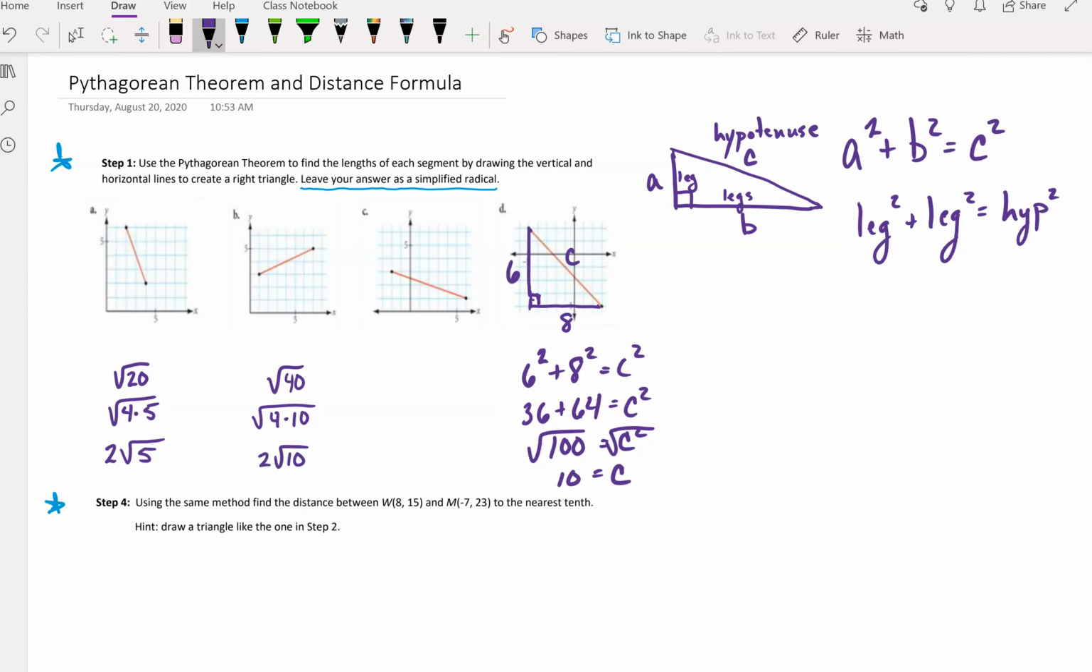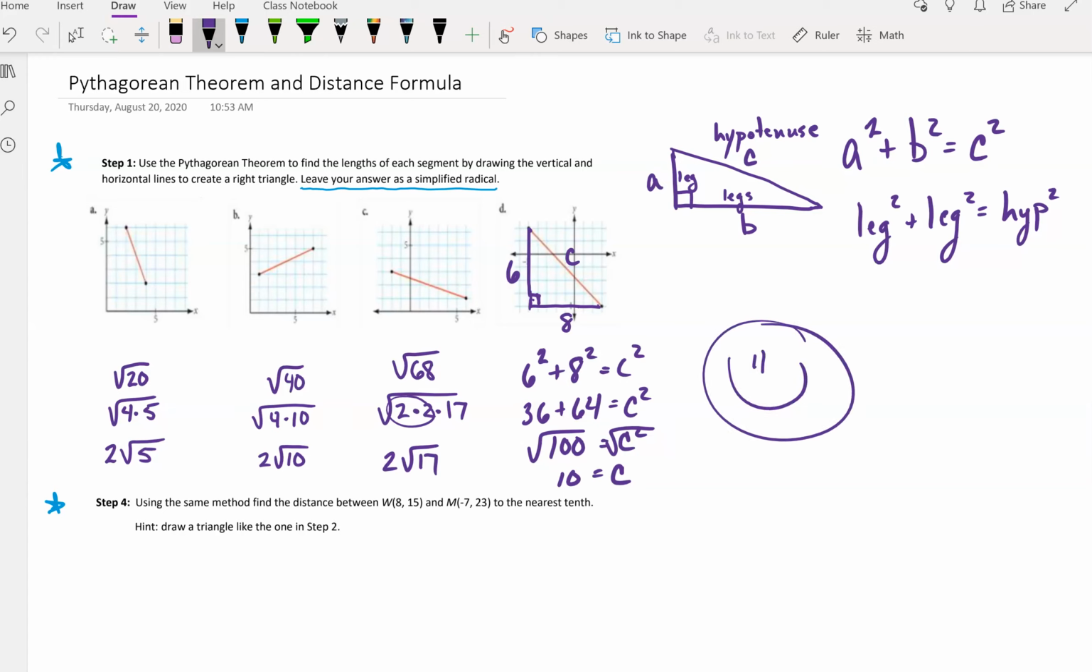And for part C, this one was a little trickier. Root 68. I know that's the same as 2 times 34, and 34 is the same as 2 times 17. So I have that pair that I was talking about in our previous video. So I know one of those pops out. That's the same as 4 if they're together. So when I take the square root, I have 2 root 17. So hopefully that went really good for you guys. Okay, so this idea of making a triangle is awesome, right?